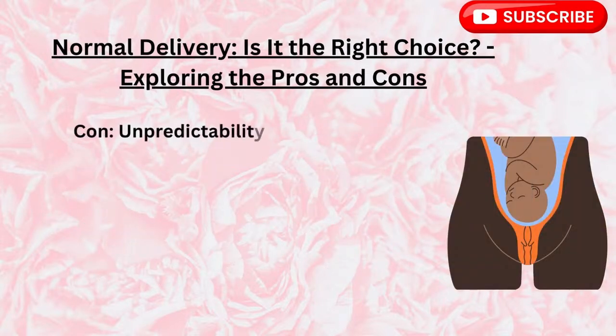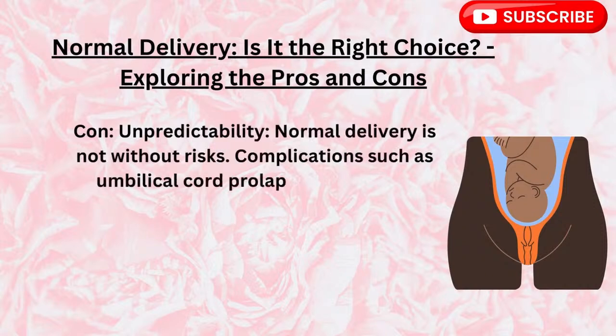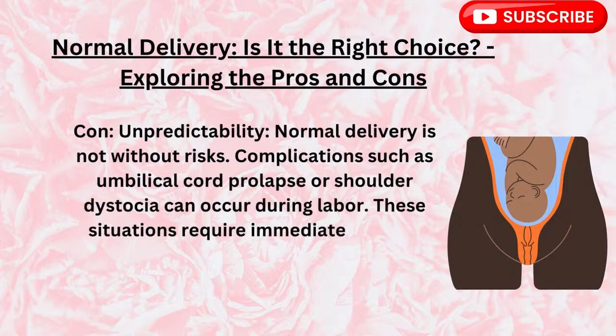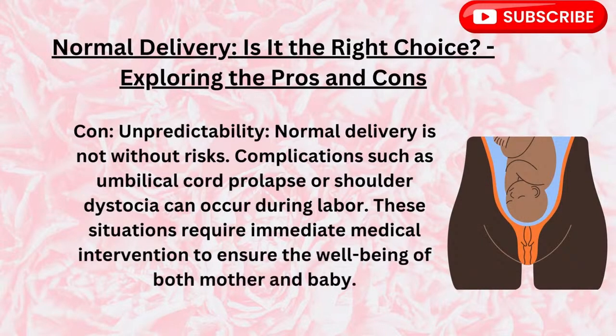Con. Unpredictability. Normal delivery is not without risks. Complications such as umbilical cord prolapse or shoulder dystocia can occur during labor. These situations require immediate medical intervention to ensure the well-being of both mother and baby.